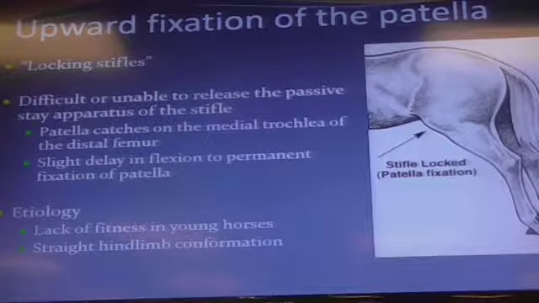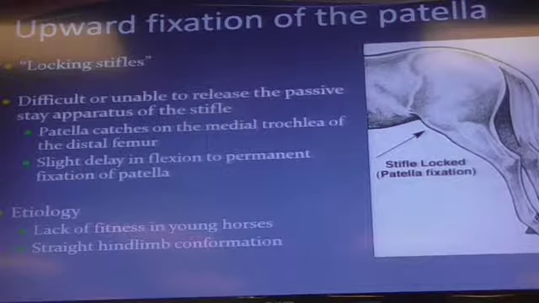Okay, upward fixation of the patella. And I've got some videos of this too. We have a few things we're going to be talking about: upward fixation of the patella, string halt, and fibrotic myopathy. They're all weird hind limb things that can be confusing and look similar. So be careful when you're watching these videos. Make sure you're associating with the correct thing and thinking through what's actually happening. I've got a little chart, and if you look through that, you can see the differences.